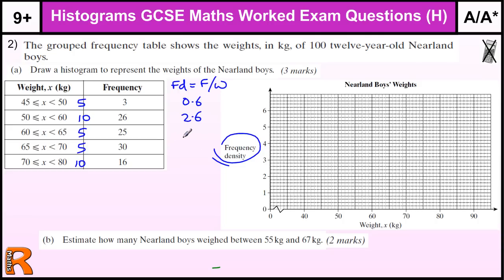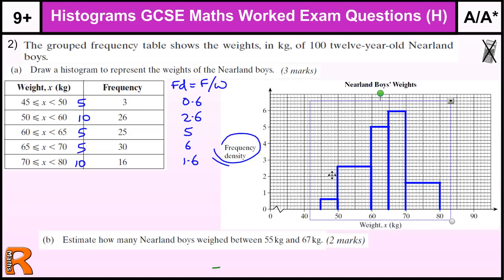26 divided by 10, 2.6. 25 divided by 5 is 5. 30 divided by 5 is 6. And 16 divided by 10, 1.6. Okay, so now we need to draw the bars on. The first group goes from 45 to 50. Just to speed things up a bit, I've pre-drawn the bars, so let's put them in the right place, hopefully.